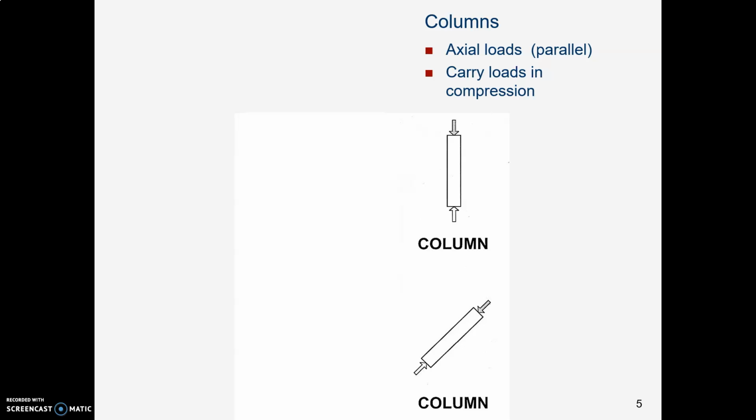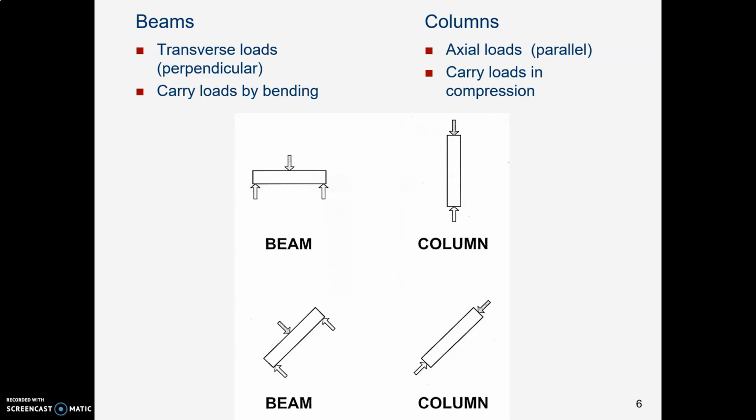A column, on the other hand, has loads that are parallel to the axis. In other words, they are axial loads. They're parallel to the axis. And a column carries its loads in compression. There's a load at each end, squeezing on each end parallel to the axis, and the column compresses. So beams have loads that are transverse, and they carry their loads by bending. Columns have loads that are axial or parallel, and they carry loads in compression.